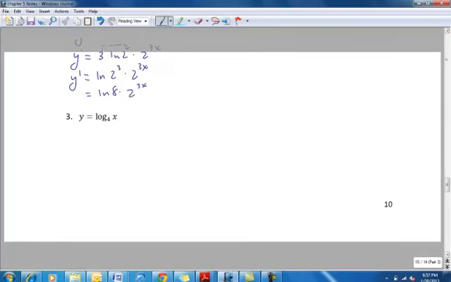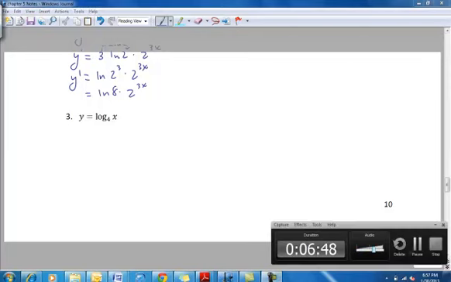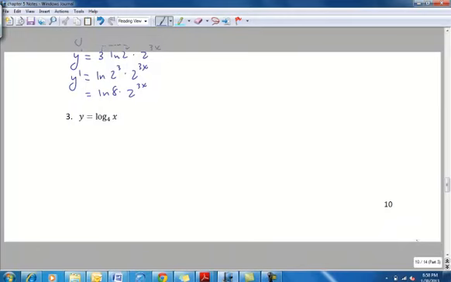Okay, number 3, y equals log base 4 of x. And again, I think that the idea here, the way these are easiest, is if you just have in mind the pattern, be able to recognize it and apply it. So y prime in this case would be 1 over x ln 4.